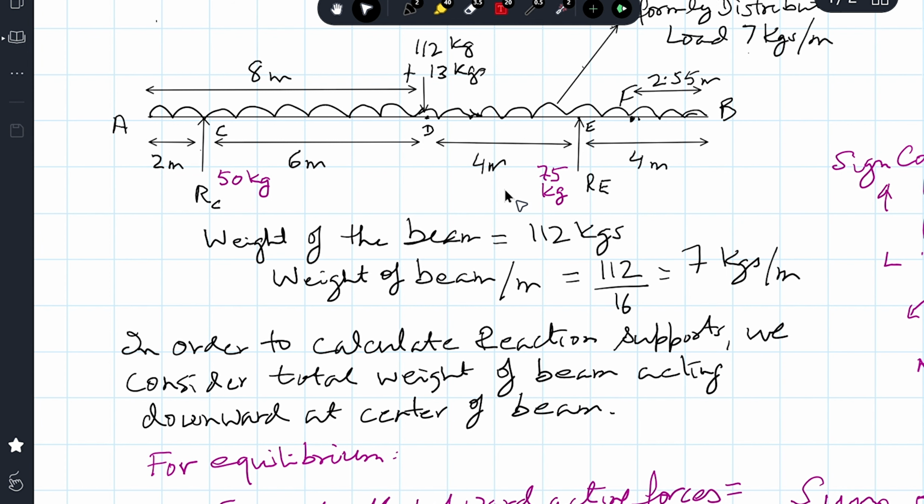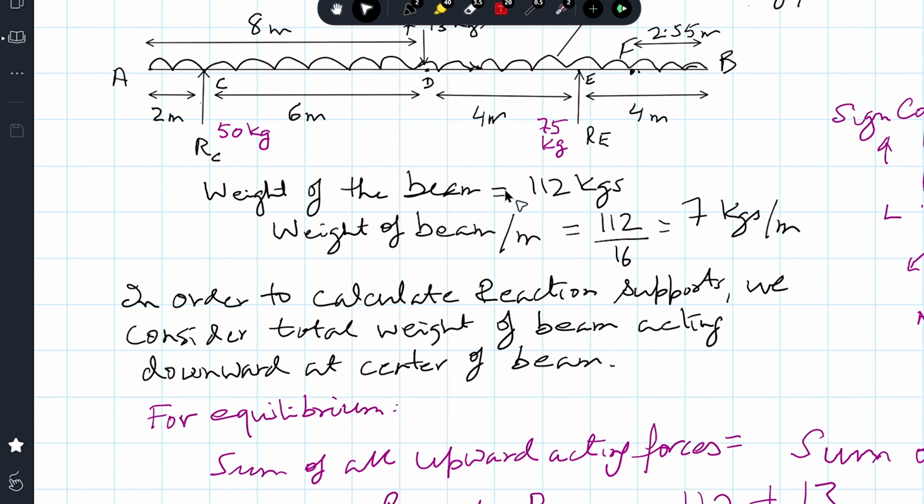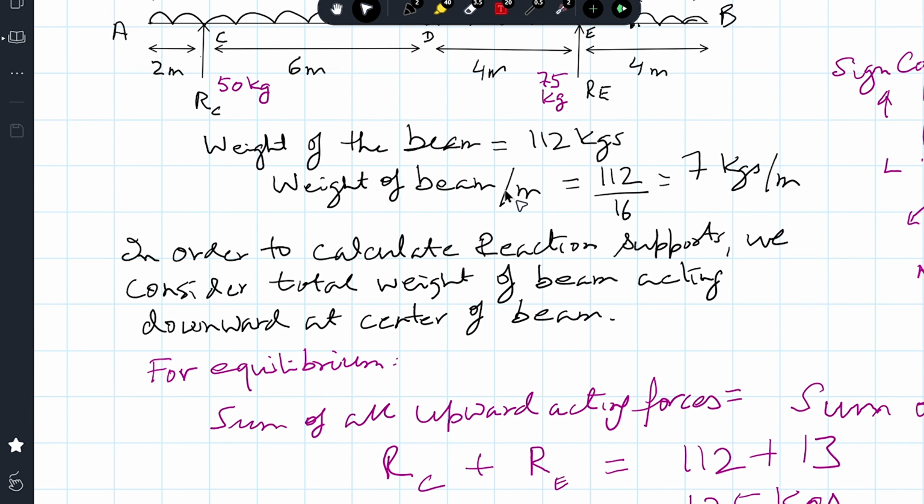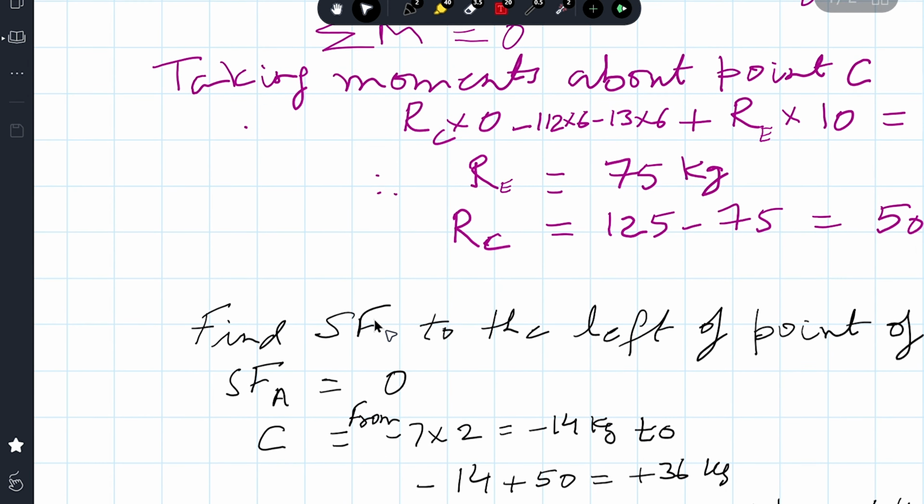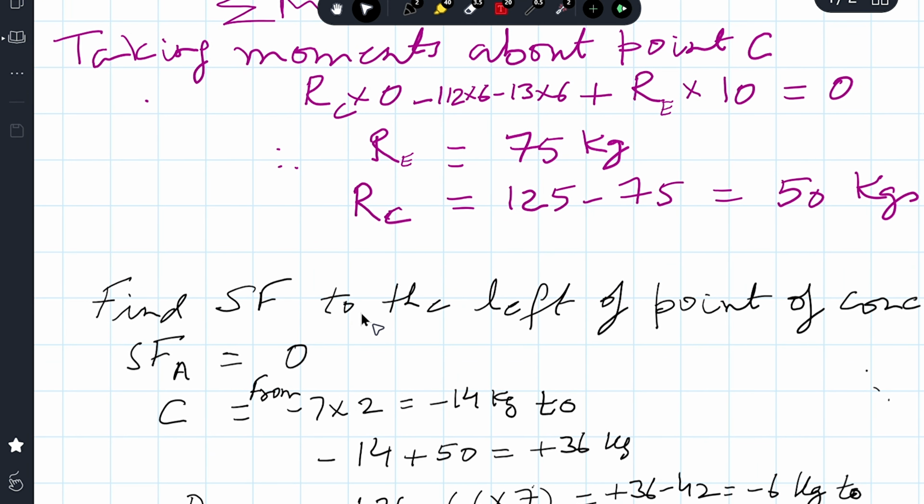Now we got the two reaction forces. We move on to the calculation of SF, and then BM. We are finding the SF. All the calculations will be done to the left of the point. It's your choice, anybody's choice. You can do it to the right of the point. The answer should always come the same, left or right, it doesn't matter. It's just the sign convention we have to follow. So we are following the method which is to the left of the point.